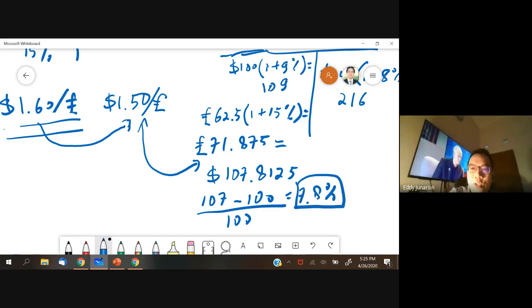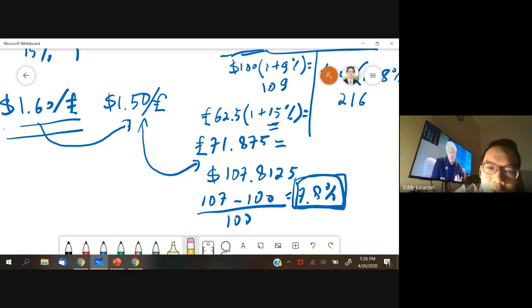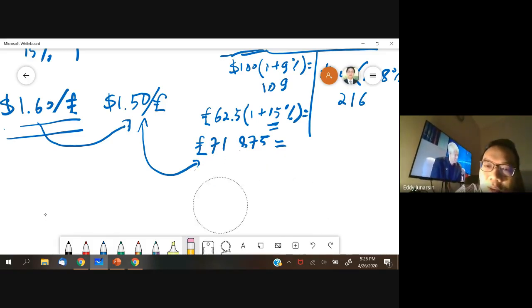And you see, your expectation is 15% by investing in the UK. But when you repatriate the money back to the US, actually the return that you really enjoy is only 7.8%. So this is bad news, right? Super bad news. Again, your expectation was 15%, but the reality is 7.8%. So you're losing money not because of your mistake, but simply because of the deterioration of the UK pound.